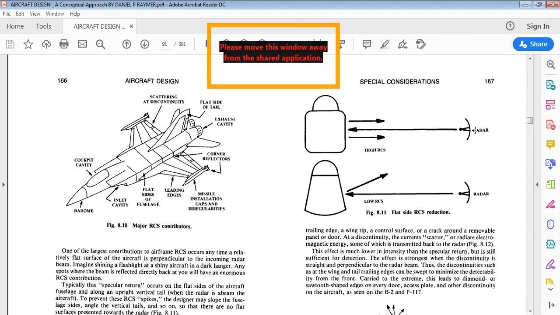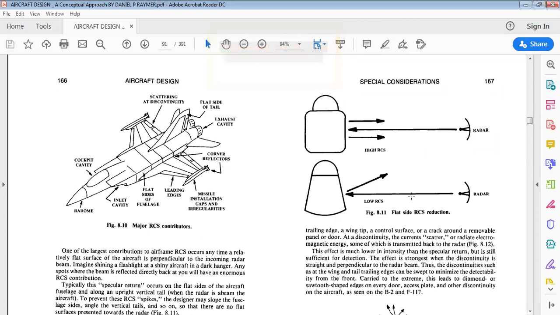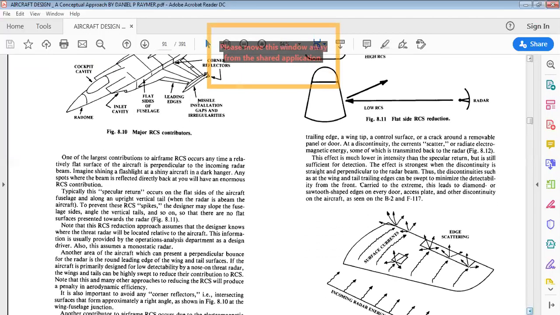RCS, and this is a radar. It will go high and it comes back. You can see the hits and it will come back. And it's a low RCS. You can see it is changing its direction, in parallel directions, and you can see it in random directions. This is called flat side RCS reduction. Please go back and look into how important this is.